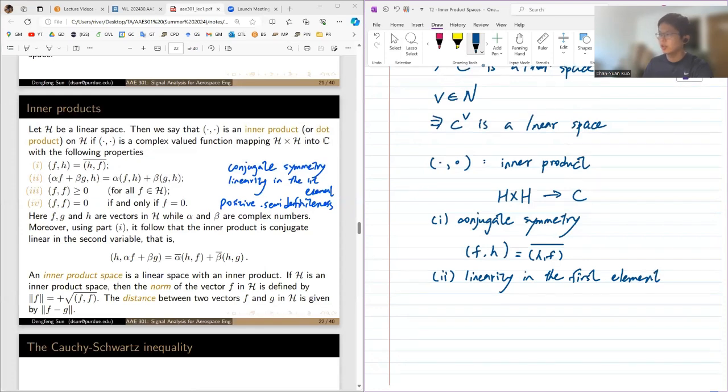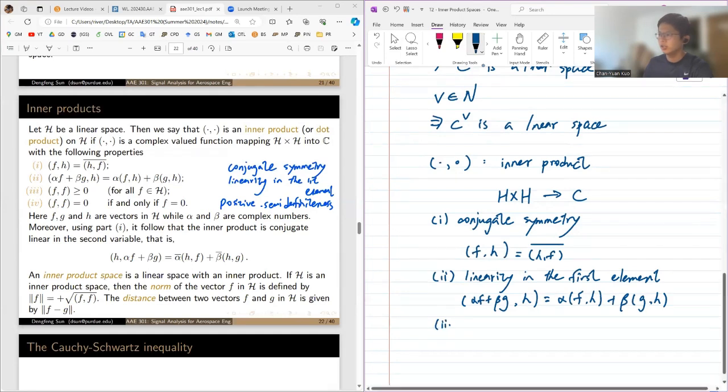So that's when you look at the inner product of alpha f plus beta g and h, then the result will equal alpha times the inner product of f and h plus beta times the inner product of g and h.